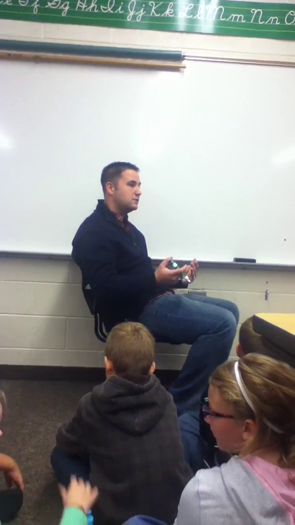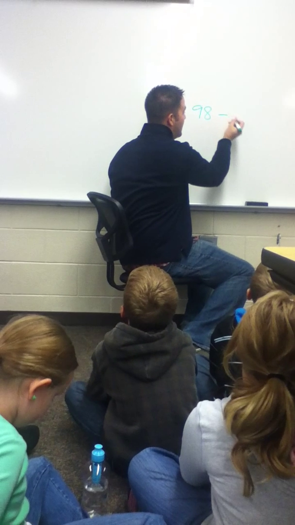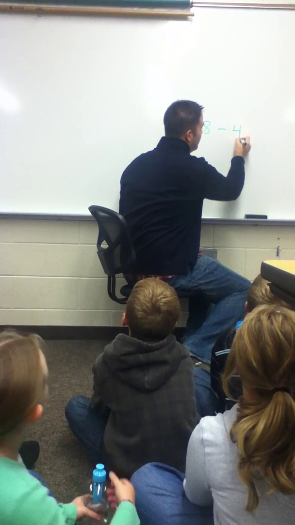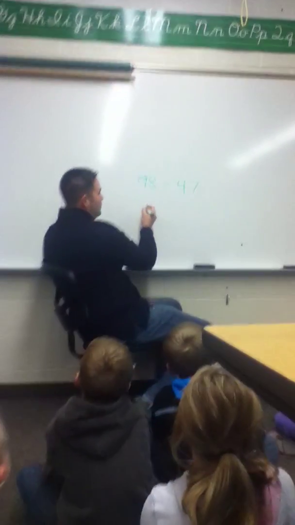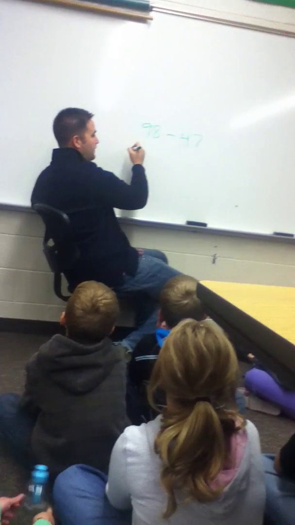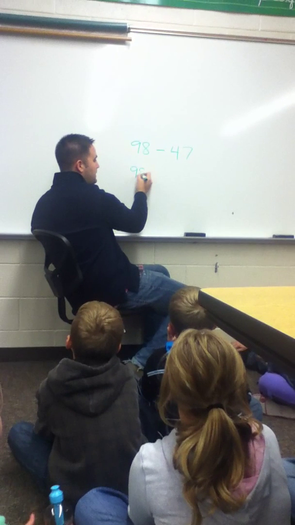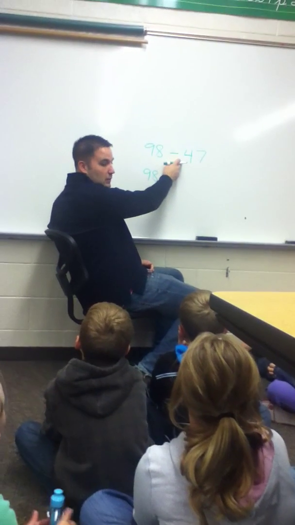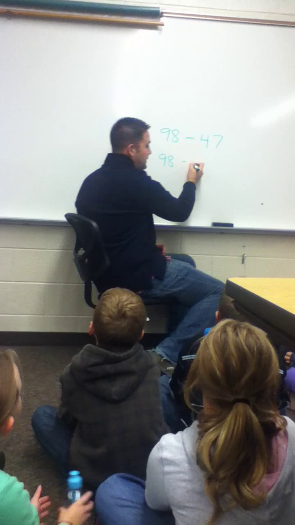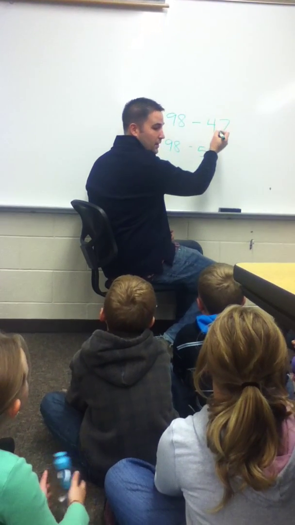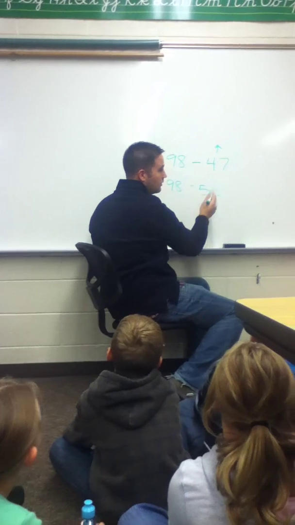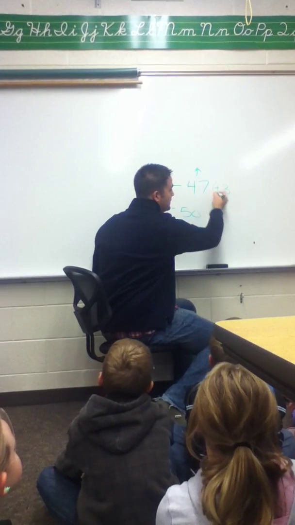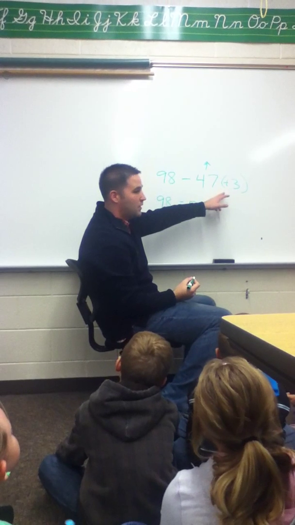So let's now try it this way. Let's do 98 minus 47. So if I want to estimate, I'm going to do 98 minus, what do I round this to? 50. I rounded up or down? Up. How much did I go up? 3. So let's put that in parentheses. You got to remember that.